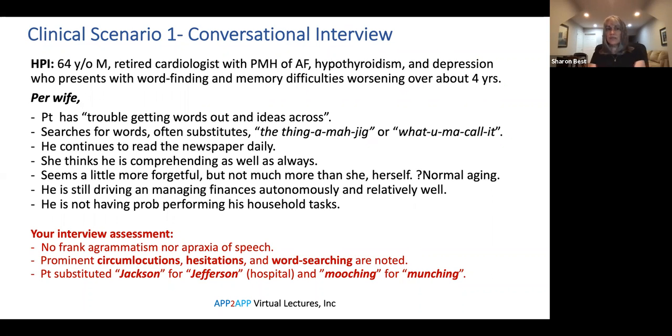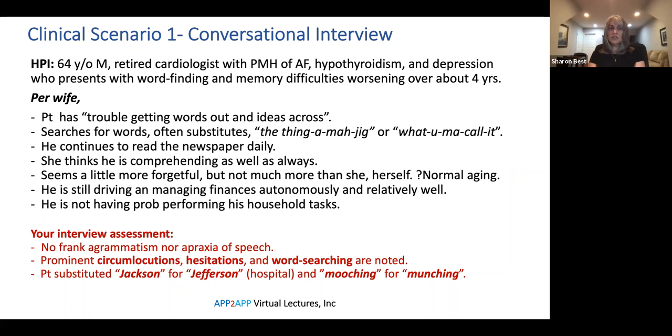So per his wife, he has a lot of trouble getting words out and ideas across. He searches for words, often substitutes the thingamajig or the whatchamacallit when he speaks. He continues to read the newspaper daily, and as far as she knows, he's comprehending as well as he always has. So he seems a little more forgetful, but she says not that much more than herself, and she thinks maybe it's normal aging. He's still driving and managing finances well, and he's not having any problems performing his household tasks.